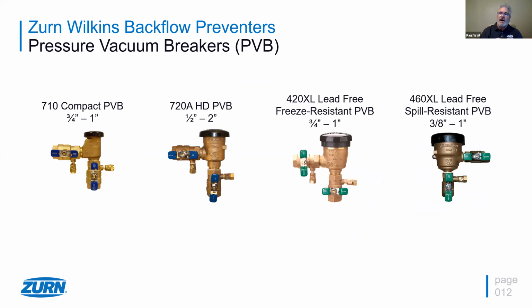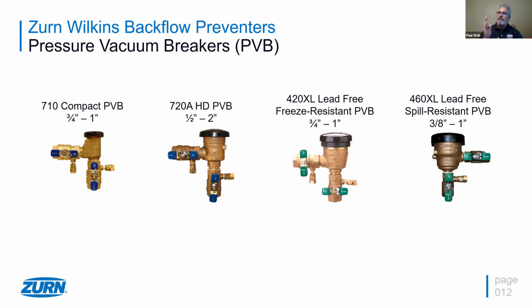These are the ones that Zurn offers. These are different models we've got, and so we've got compact versions, heavy duty versions have been on the market, lead-free, freeze-resistant versions, lead-free, spill-resistant versions, and most manufacturers have these same types of backflow preventers in the pressure vacuum breaker category. And this is kind of what they look like.